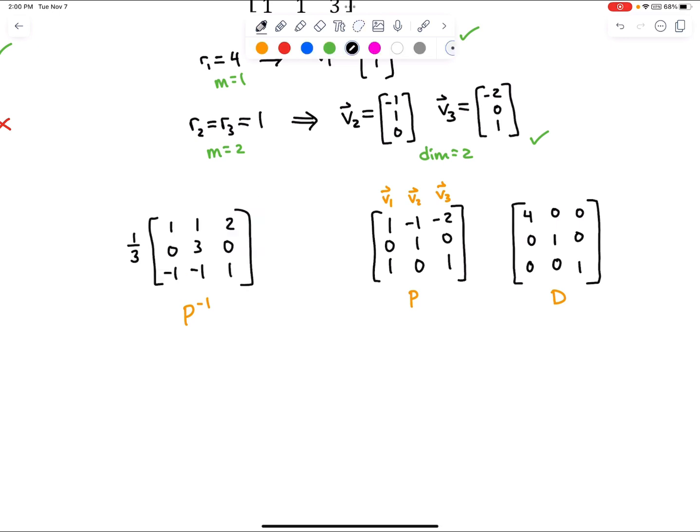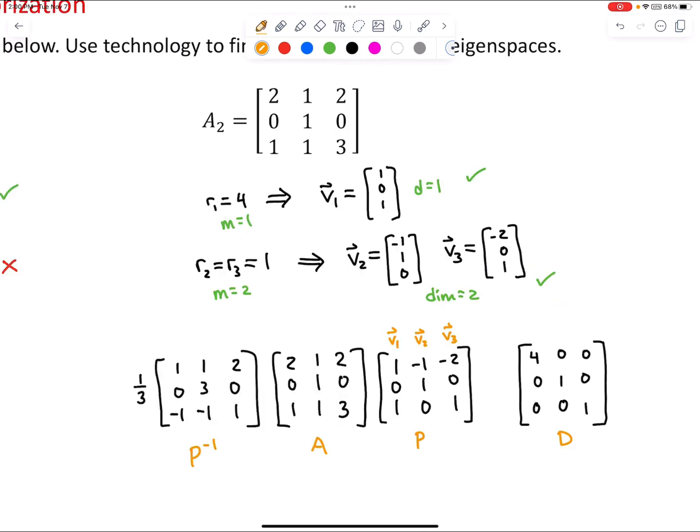And now in between P inverse and the matrix P, we have the matrix A. And we have a diagonalization of the matrix A. We take the matrix A, we multiply it on the right by this invertible matrix P, and then on the left by its inverse, and this product will equal this diagonal matrix D, whose main diagonal entries are the eigenvalues of A.